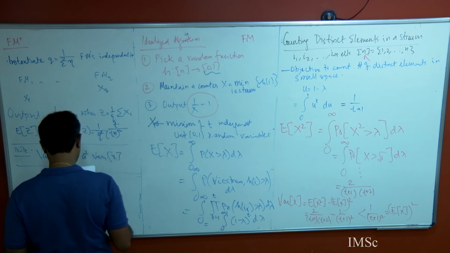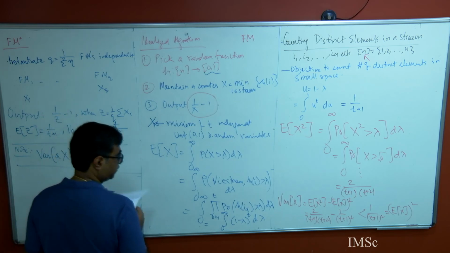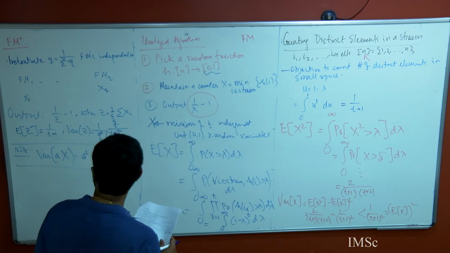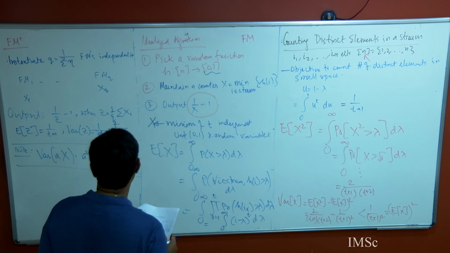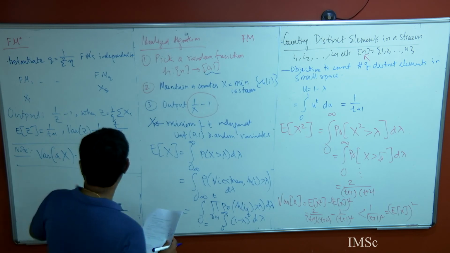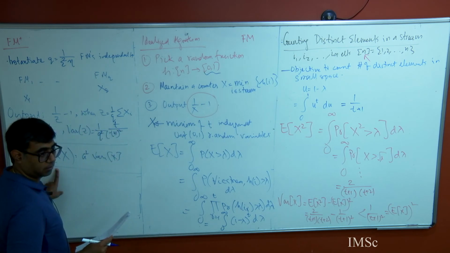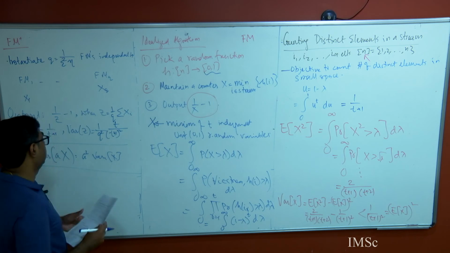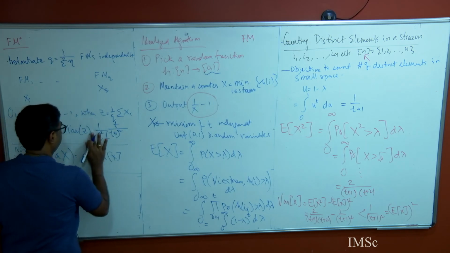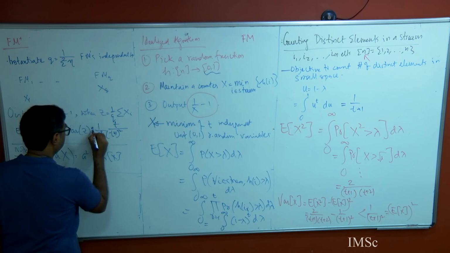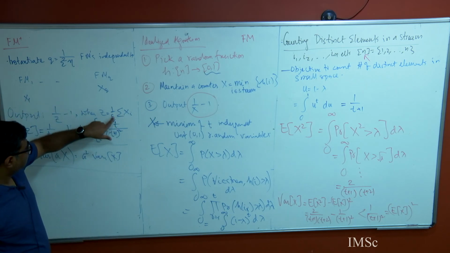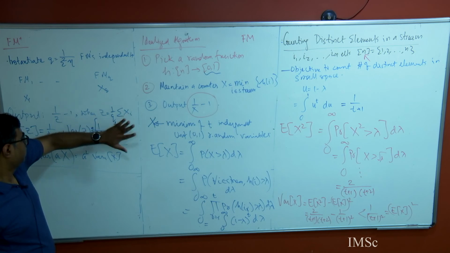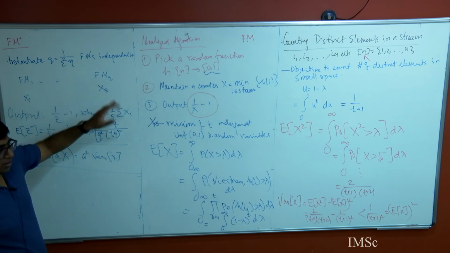Plus 1 square. What was the variance of z? No, there's something. This is for 1, right? So what is this going to be? Q times whatever this is, because look, these xi's are independent random variables.